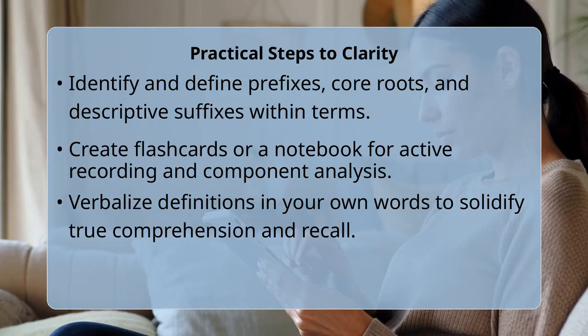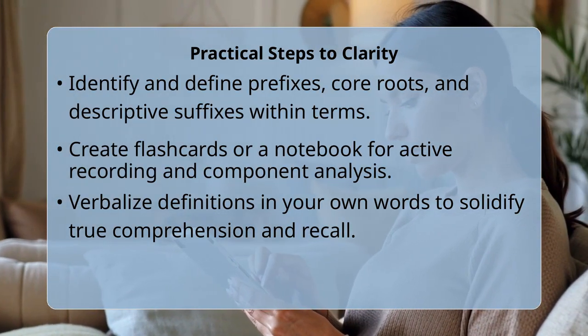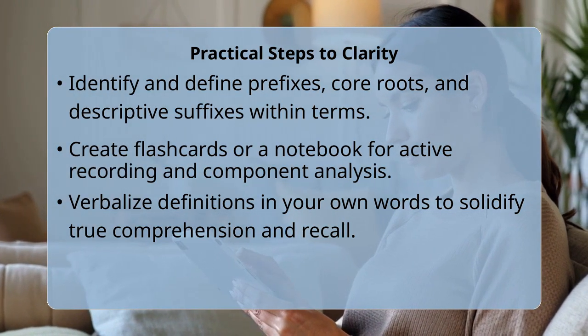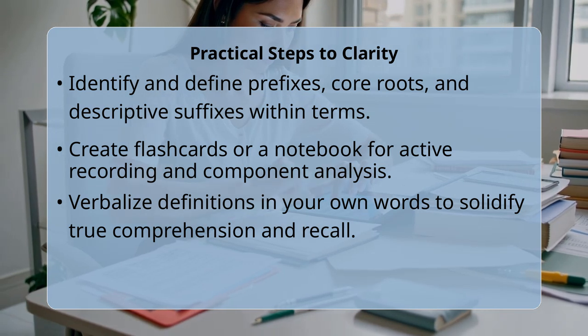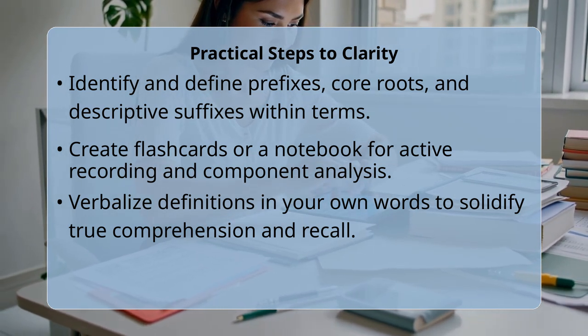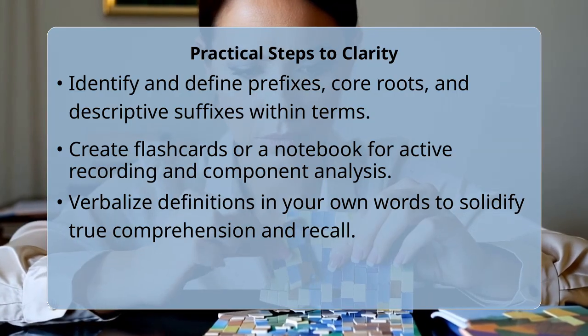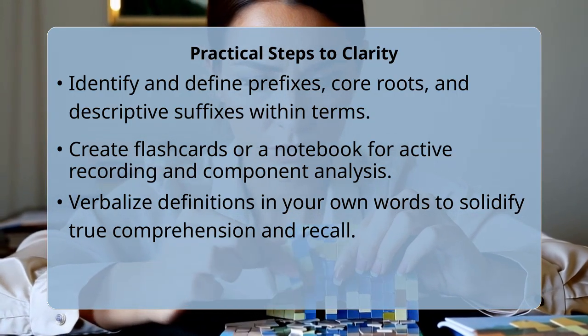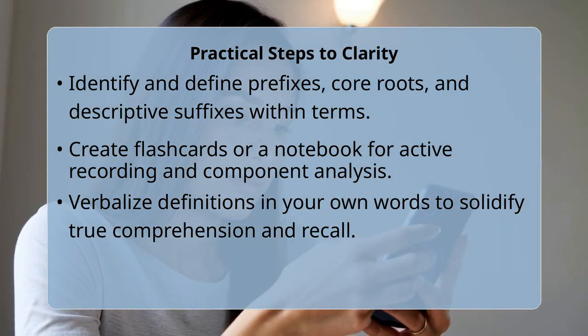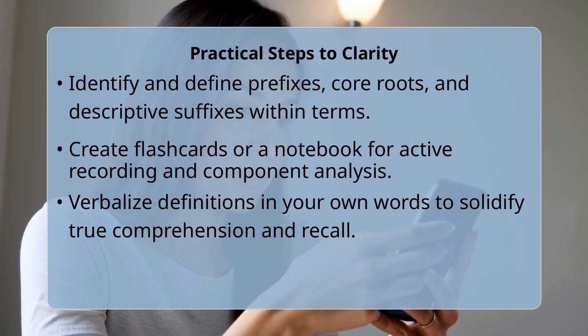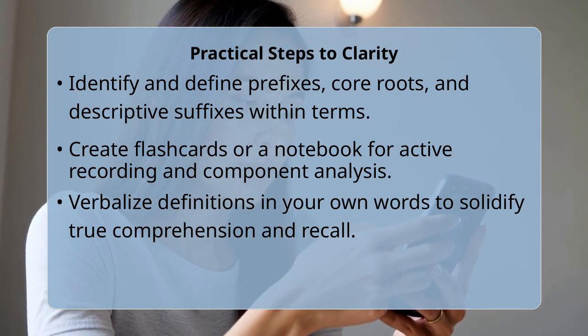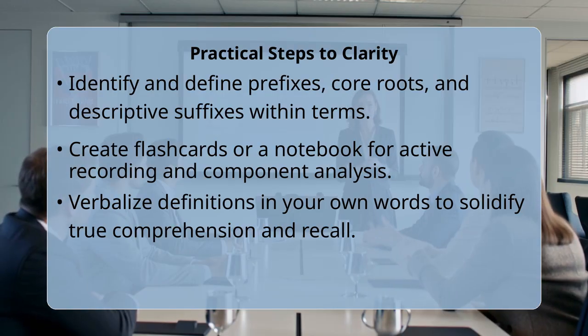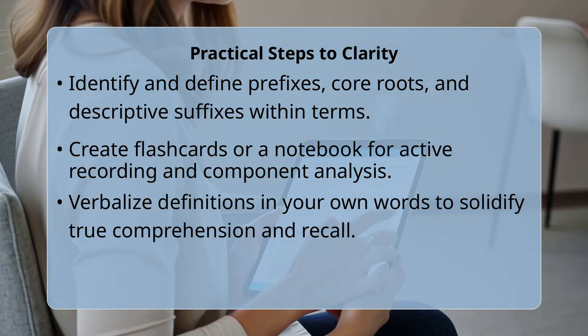Remember to also use context clues. When you encounter a new term in a sentence, do not immediately panic. Instead, read the sentences around it. The surrounding text can often provide valuable hints, definitions, or examples that help you piece together its meaning without needing a dictionary every single time. Consistency is key here. Make it a habit to apply these steps each time you encounter a new scientific word.